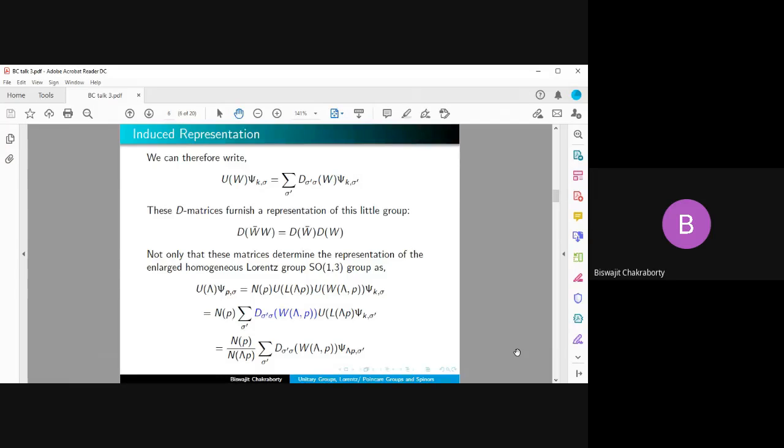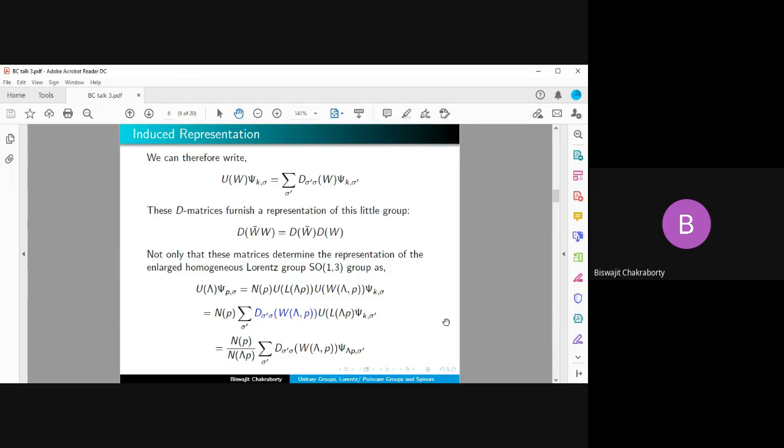You just act by U lambda on psi P sigma. Now, what are you doing? Psi P sigma we had already seen. It is like this: N of P, U of L of P, psi K sigma. Now, using the first equation above, I can write the action of U of W of lambda comma P on psi K sigma as D sigma prime sigma W of lambda comma P. You see here now additional labels lambda and P are coming in the argument of W.